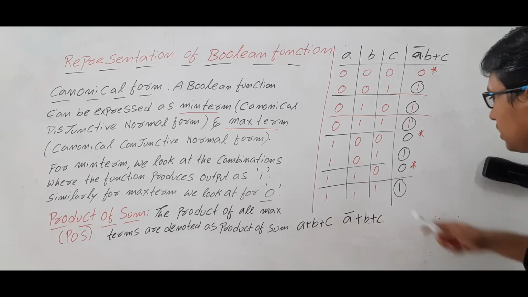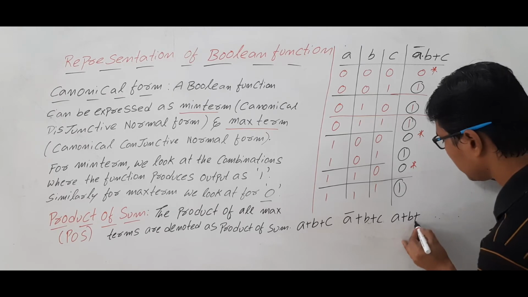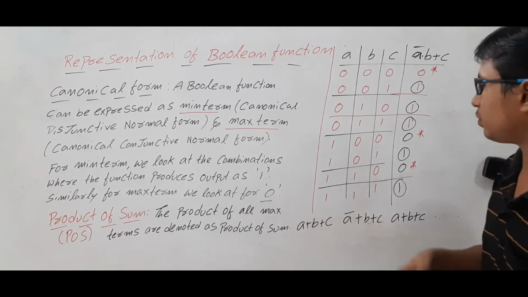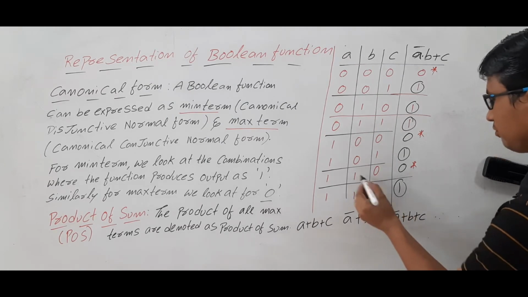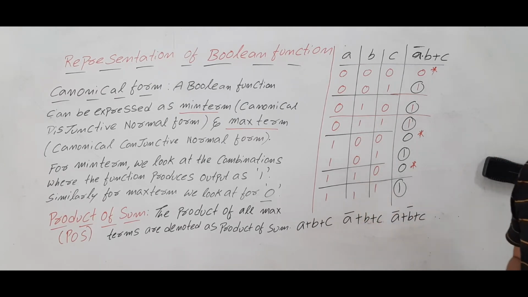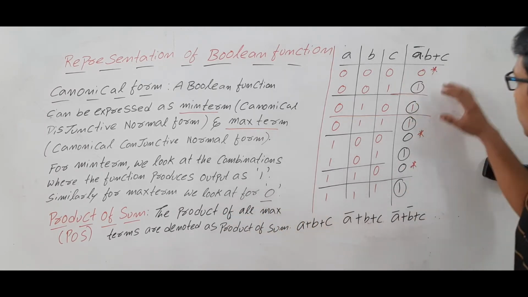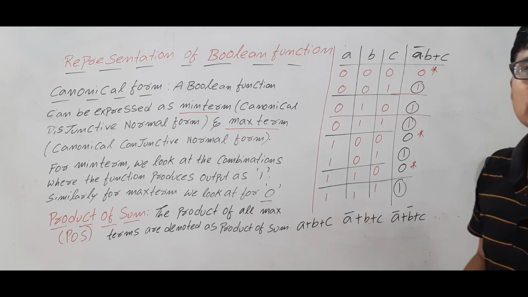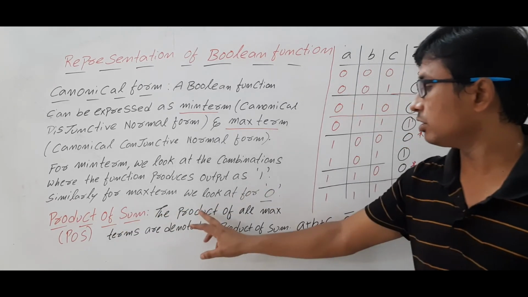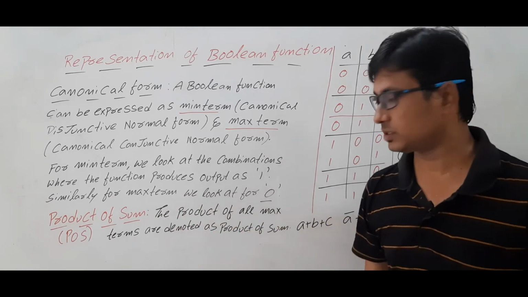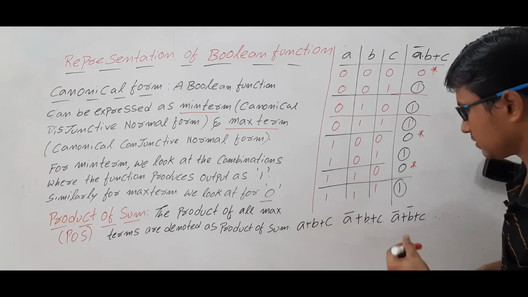Now come to this one. First I will write it as A or B or C. Now look at wherever this 1 is there. For A, 1 is there, so you write it as A complement. For B, it is having 1, so you write it as B complement. Now these are the 3 max terms we got, because for 3 combinations, this function is producing the output as 0. So now what is the product of sum? The product of all max terms is denoted as product of sum. So we got all the max terms.